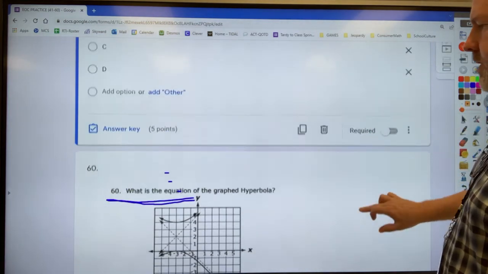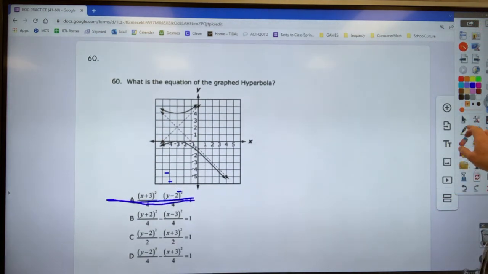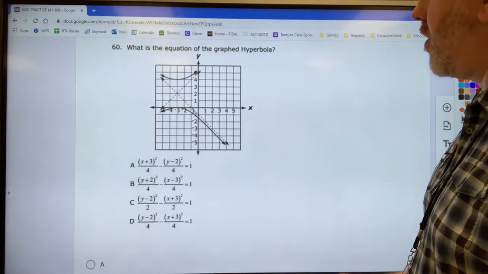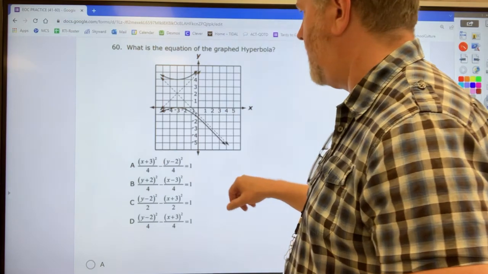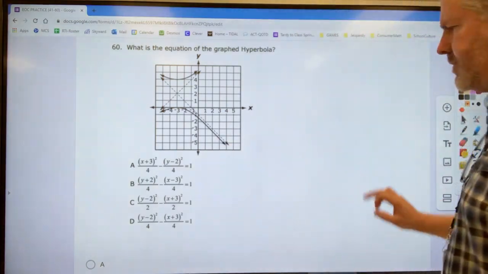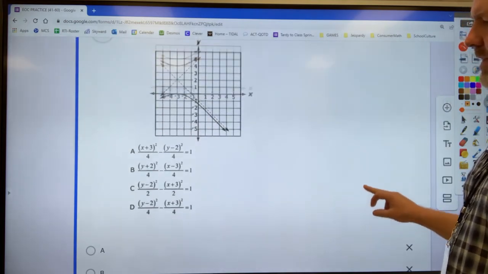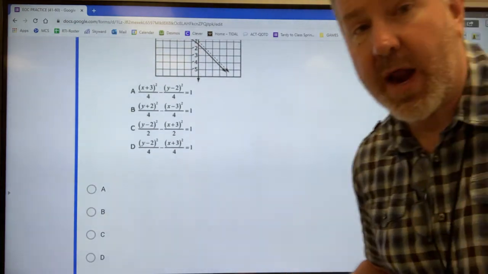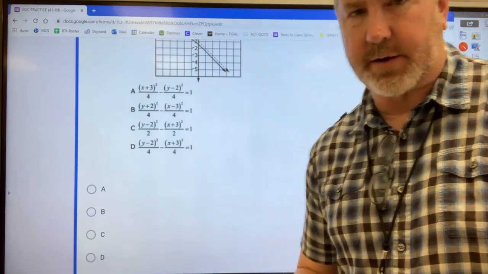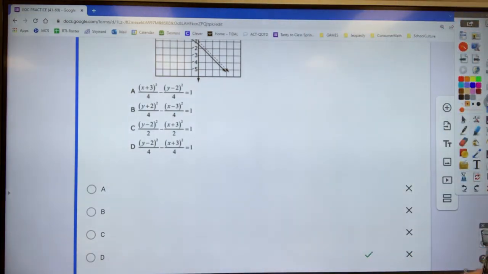And the last one is also a conic section. What's the equation of the graphed hyperbola? These are called asymptotes. The graphed hyperbola ends up being, and sorry I'm just giving you so many answers, but these are things that we have not covered this year. They're not on the EOC anymore, although they are on the ACT. So we'll cover them a little bit later, all right? The answer to that one is D.